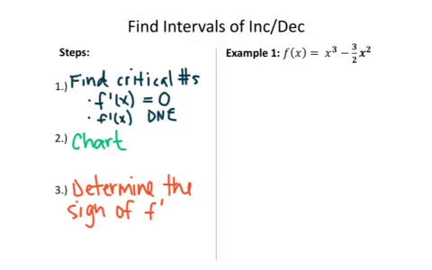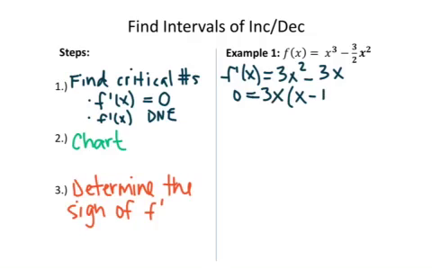So how do we do that? We'd find the derivative, so f prime of x equals 3x squared minus 3x. Okay, to find these critical numbers, I need to determine what would make this 0. We can factor out a 3x, and I see that my critical numbers are at 0 and 1.